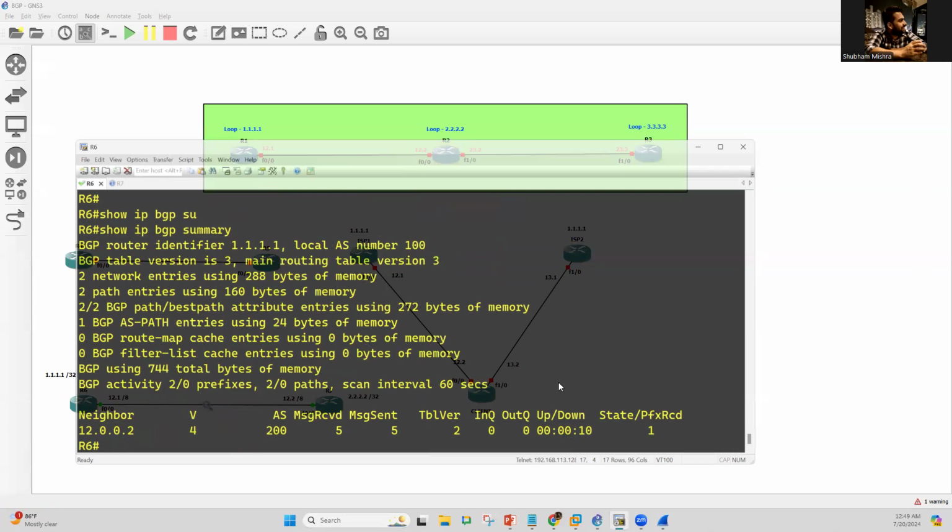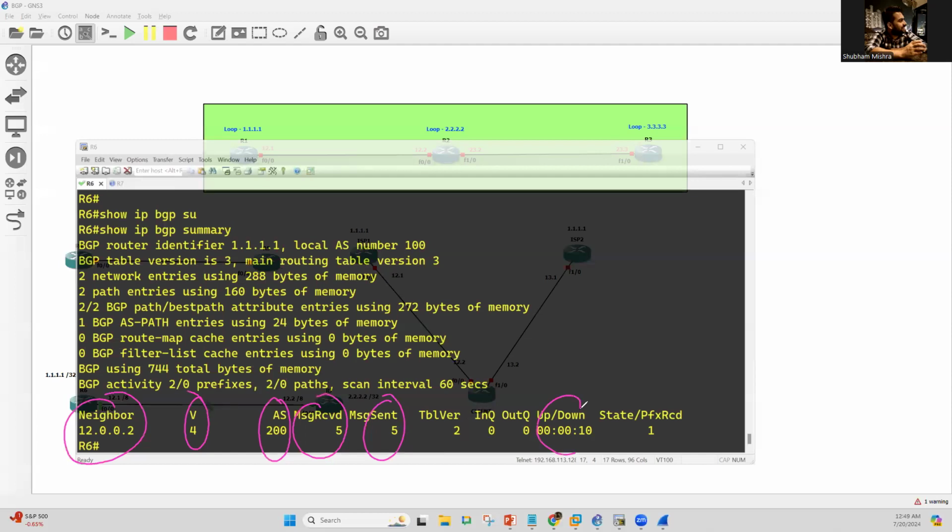What is the result? Who is the neighbor? 12.2 is the neighbor. What is this? This is the version of BGP. Generally, we are using version number 4. What is this? AS number 200. It means my neighbor is 12.2, and the AS number of my neighbor is 200. Getting my point? It means we received a total of five messages from the neighbor and we sent a total of five messages.